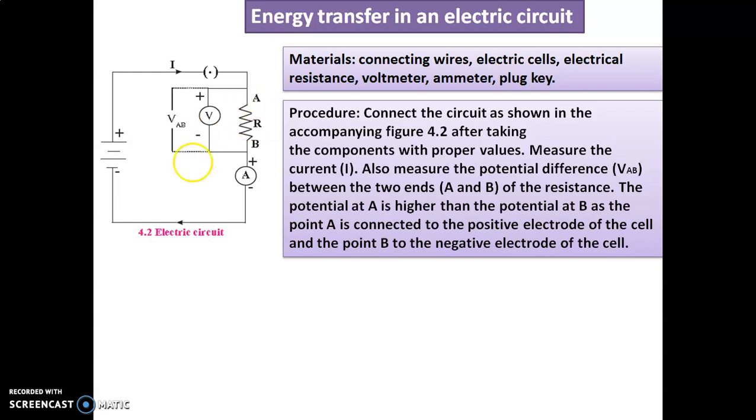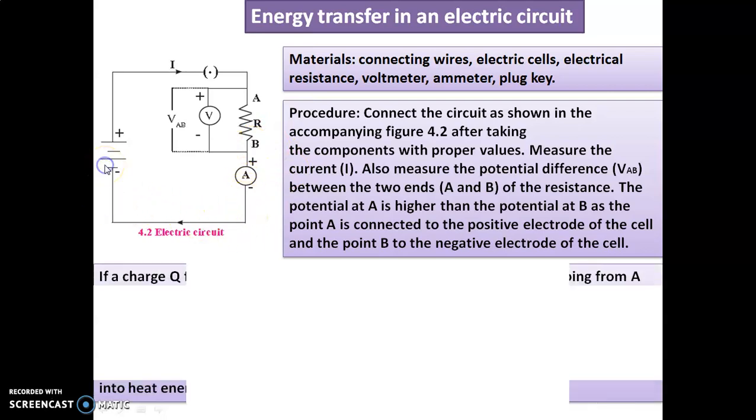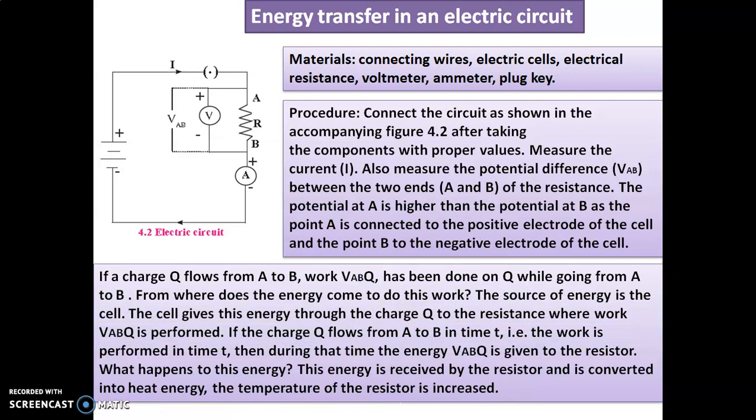The potential at A is higher than the potential at B, as the point A is connected to the positive electrode of the cell, whereas point B is connected to the negative electrode of the cell. Then what is the outcome? If a charge Q flows from A to B, work VABQ has been done on charge Q. So the charge denoted by Q flows from A to B, then the work done, denoted by W, is represented as VABQ.